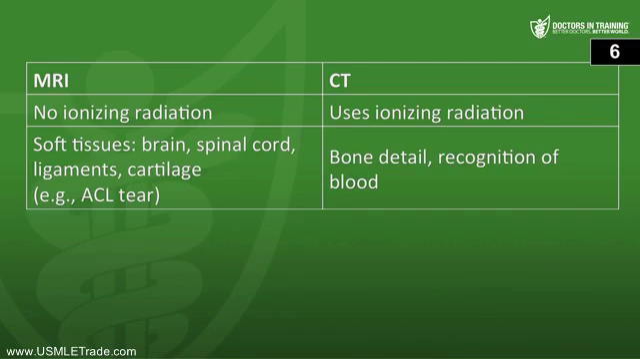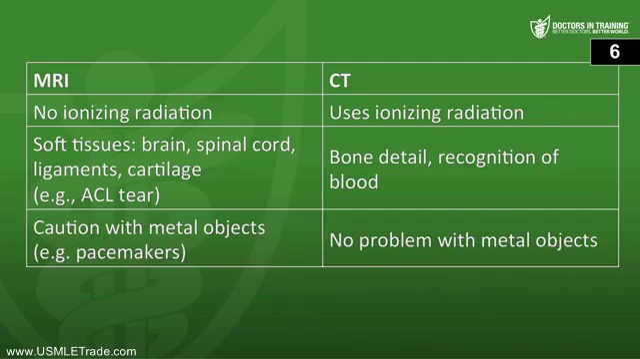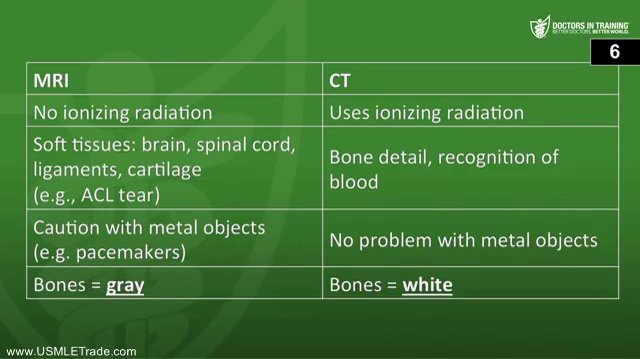Now, with MRI, you're using a kind of big magnet, so you can't have any metal in the imaging room, but with CT, metal is not a problem. And then on MRI, bones are going to show up gray. On CT, bones are going to show up very white, just like an X-ray.